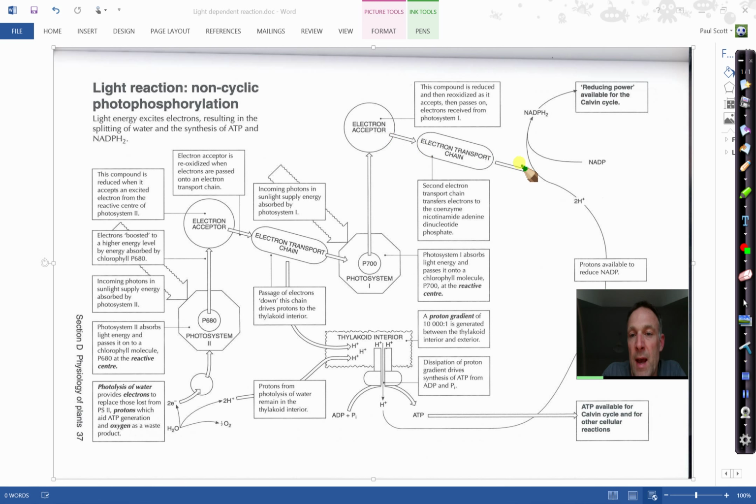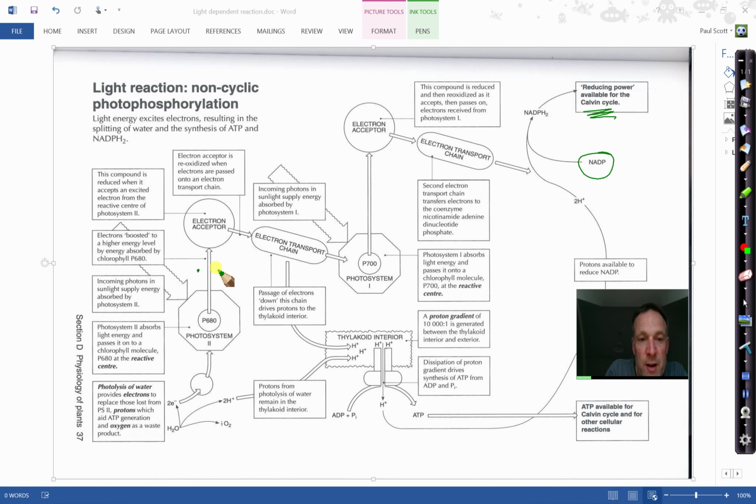They move down there. This time the energy is not used to make ATP, but the energy is used to add hydrogen ions onto NADP. In other words, reducing NADP. So you've got NADPH2. You see that later in the Calvin cycle. And there you go. But we still haven't answered this question here.